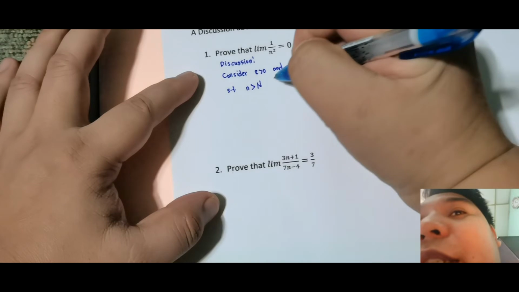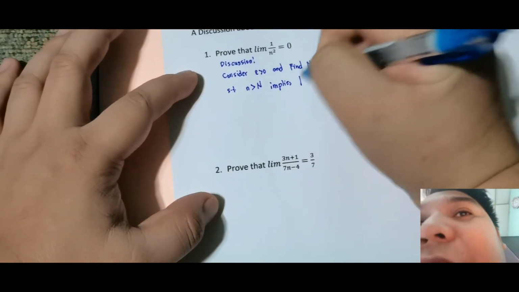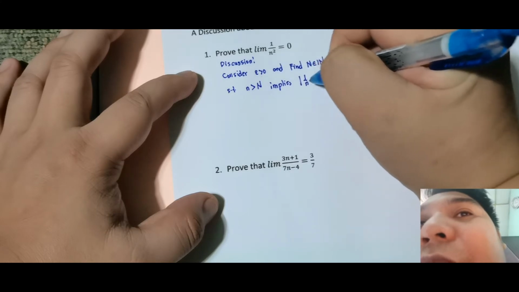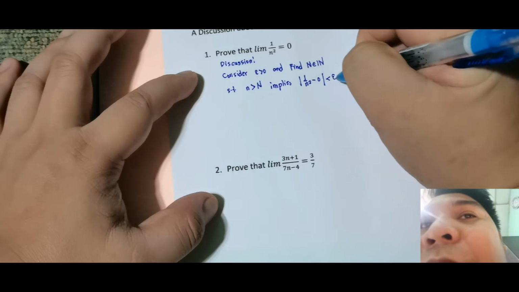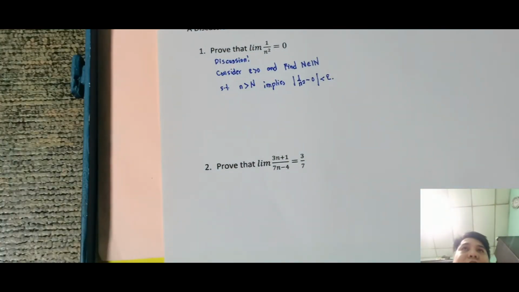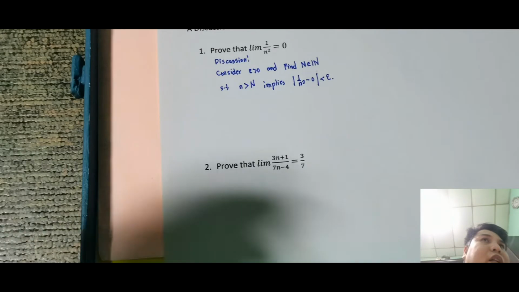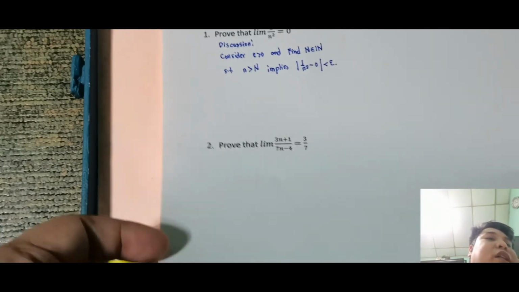Okay? Implies, so based sa definition, implies S sub n, what is S sub n? S sub n is 1 over n squared minus 0, ito yung ating limit, is less than epsilon. So, yan yung goal natin. So, consider natin epsilon greater than 0. So, maghahanap tayo ng N, element ng natural number, such that small n is greater than larger N, implies 1 over n squared minus 0 is less than epsilon.